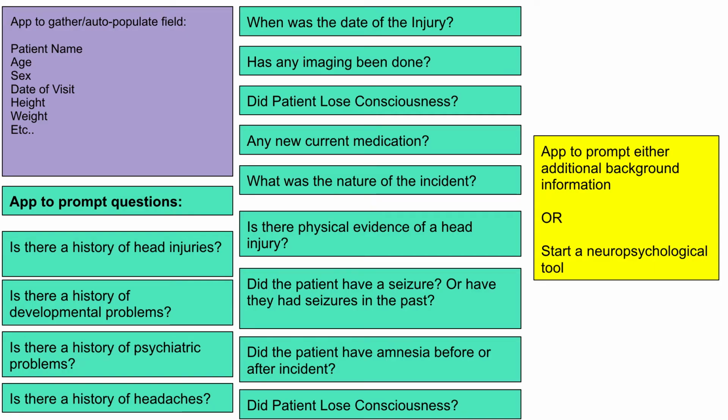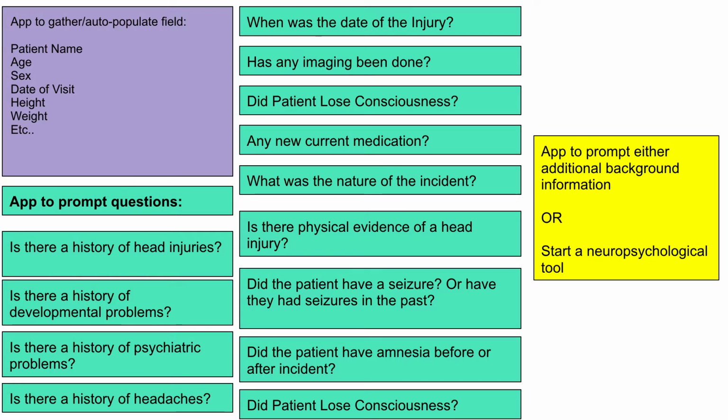Next, you'll see an example of what the app would display. First, it would collect all information from the patient's EHR, and it might prompt the physician for any information missing. Next, it would prompt questions related to head injuries to give the physician a better understanding of the nature of the incident, the patient's history with head injuries, and give the physician a better chance to immediately diagnose the patient if there is any obvious sign of a physical head injury.